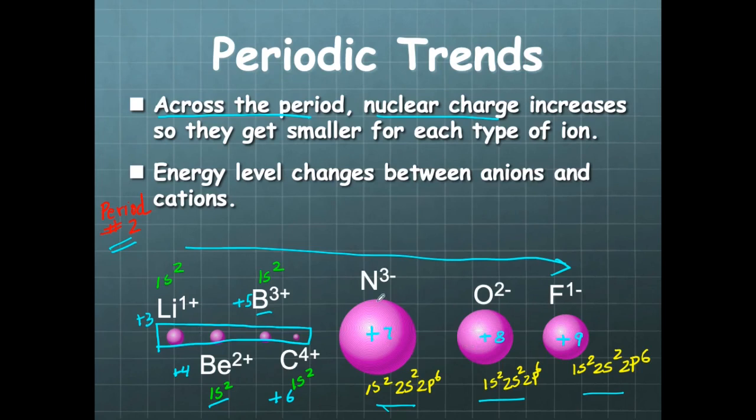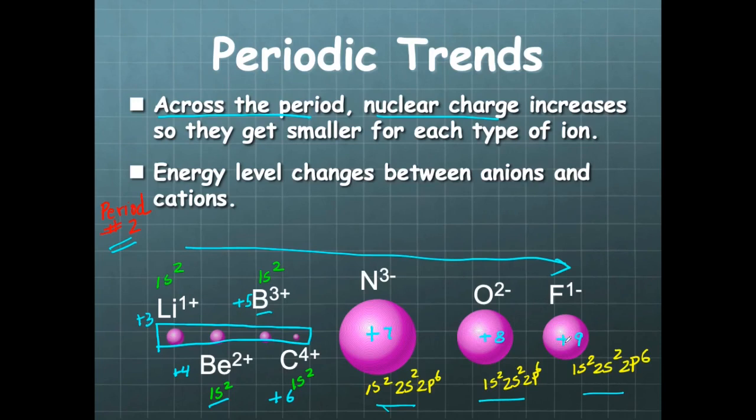For this one, the anions in this case, the number of protons are increasing, but they're trying to hold more electrons. As you can see here, there are 7 protons holding 10 electrons, 8 protons holding 10 electrons, and 9 protons holding 10 electrons. The size is comparatively very bigger as compared to the cation, but as we move across the period, the size is also decreasing for anions.